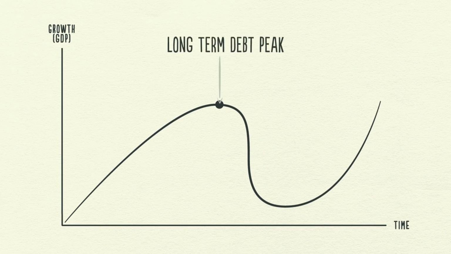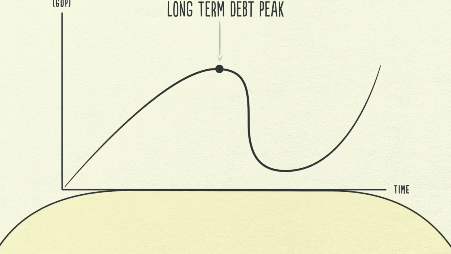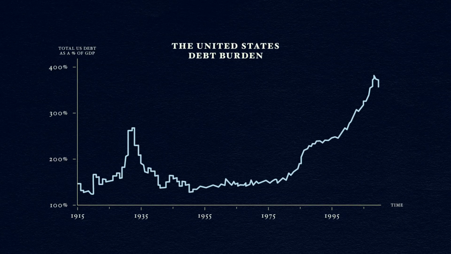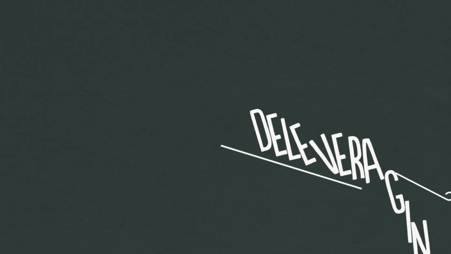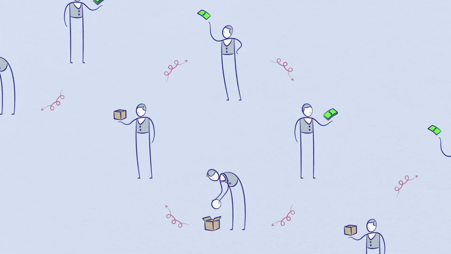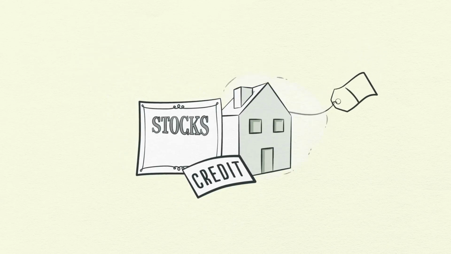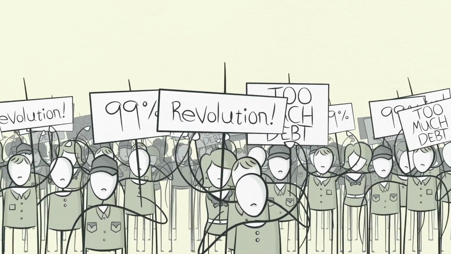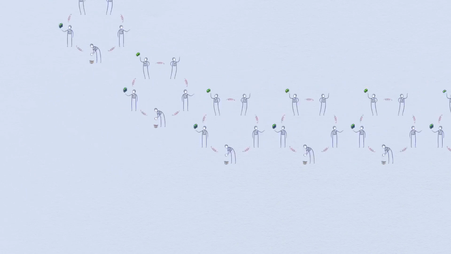This is the long-term debt peak. Debt burdens have simply become too big. For the United States, Europe, and much of the rest of the world, this happened in 2008. It happened for the same reason it happened in Japan in 1989 and in the United States back in 1929. Now the economy begins deleveraging. In a deleveraging, people cut spending, incomes fall, credit disappears, asset prices drop, banks get squeezed, the stock market crashes, social tensions rise, and the whole thing starts to feed on itself the other way.